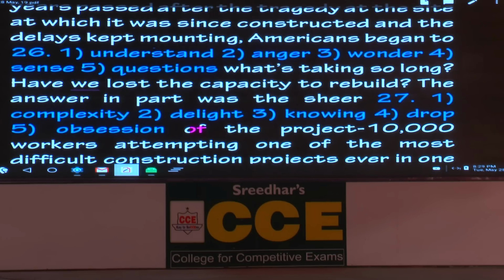So what is the exact word here? The third option, Americans began to wonder, what is taking so long? Why has it got delayed? They began to wonder. Sense and questions not right. Now let me ask the question, if you don't know the context, I gave the explanation based on the context. When you don't understand, you begin to wonder. You don't know the context, you don't understand the context, you try to answer the blank or the question based on your grammar knowledge. Is it possible to get it right all the time?